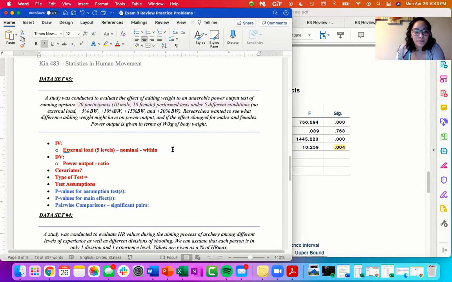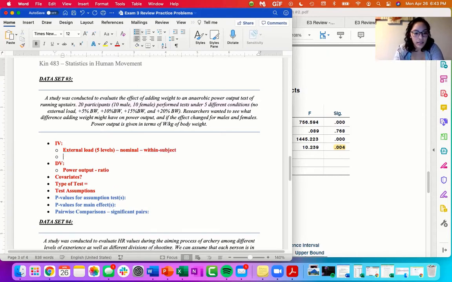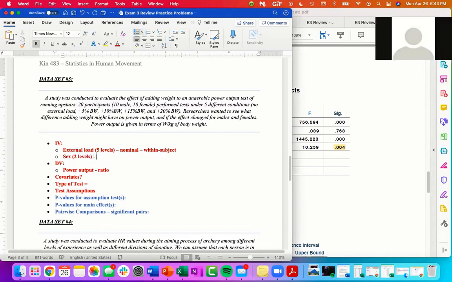Okay. And then Morgan, you said that you thought we have another one. Yeah, it'd be sex, like male or female. So 2 levels. Exactly. Nominal. And this would be between. Take it home. You got it.